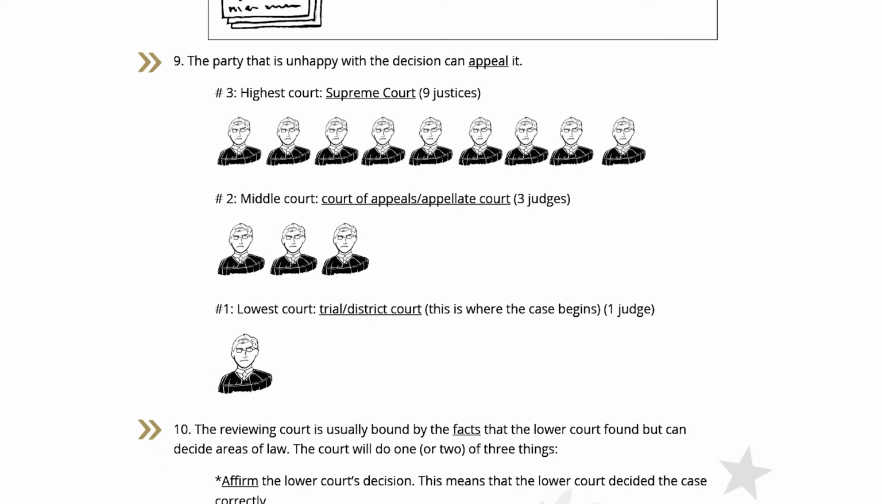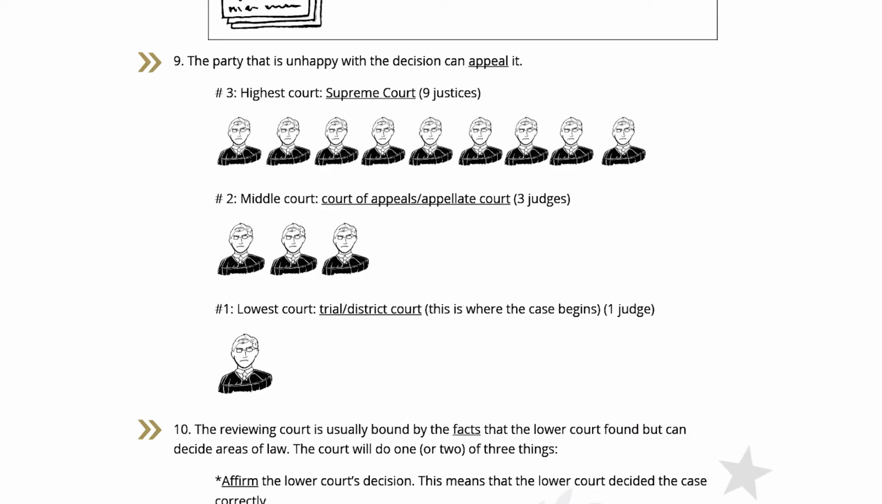The party that is unhappy with the decision can appeal it. So there is an appellate system at both the state and federal court level. I'm going to simplify it because every state has their own system and their own terminology, but I'm going to tell you generally how the appellate system works. First, the case will be heard by the lowest court. This is the trial court or the district court.